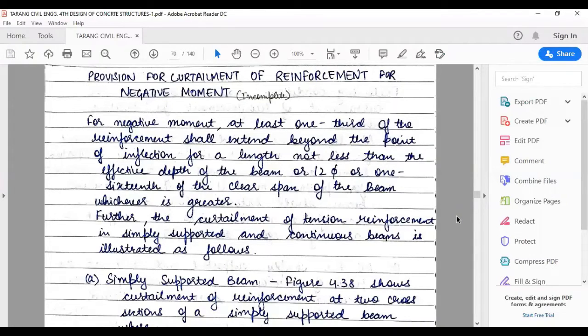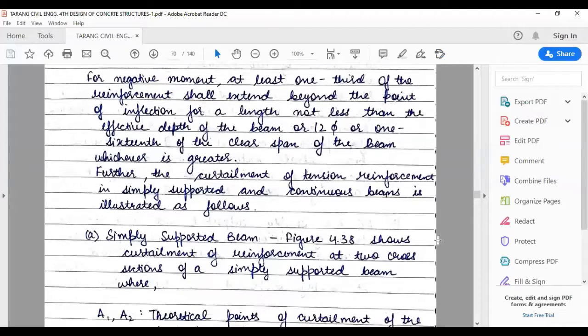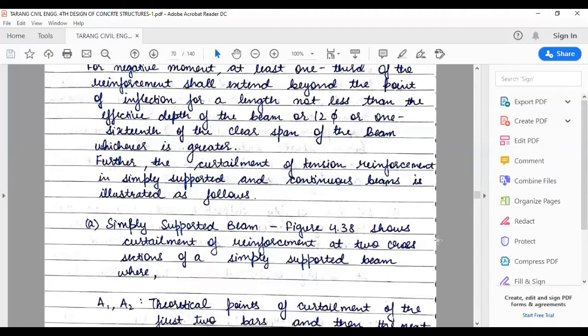So, for negative moment, at least 1/3 of the reinforcement shall extend beyond the point of inflection for a length not less than the effective depth of the beam, or 12 times the dia of bar, or 1/16th of the clear span of the beam, whichever is greater. Further, the curtailment of tension reinforcement in simply supported and continuous beams is illustrated as follows.